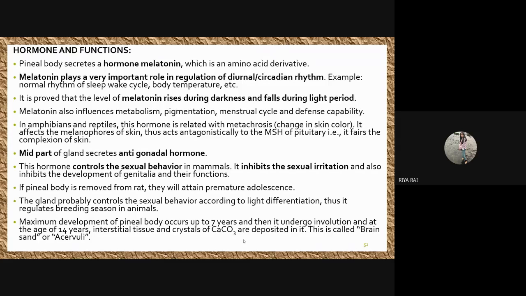Maximum development of pineal gland occurs up to 7 years, and then it undergoes involution, and at the age of 14, interstitial tissue, as I had discussed in the previous slide, that the pineal body is having two types of cells, that is, one is the interstitial cell and other is the pinealocyte. So these interstitial tissue will undergo involution and crystals of calcium carbonate are deposited in it, and this is called as a brain sand or acervuli.